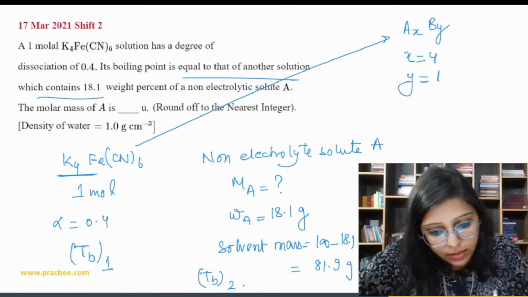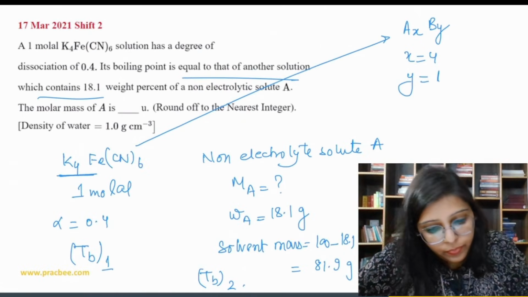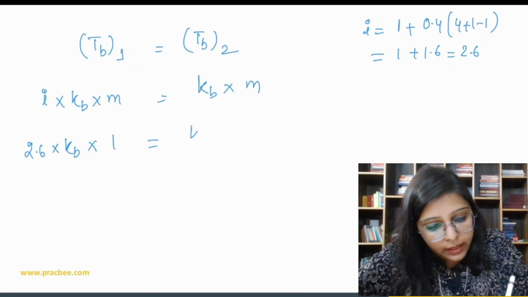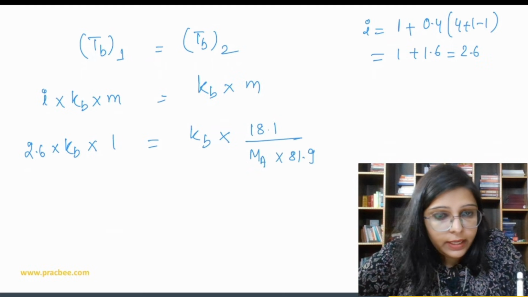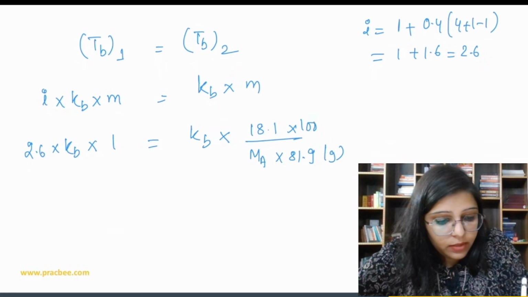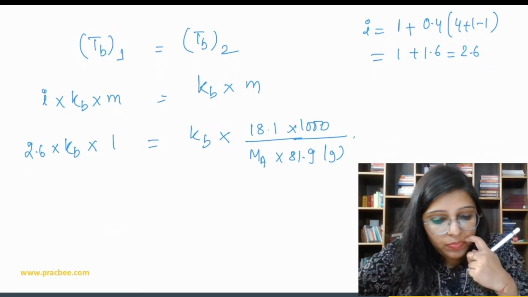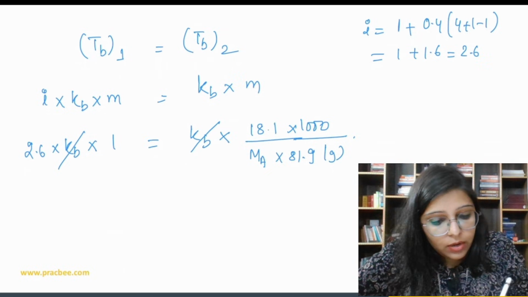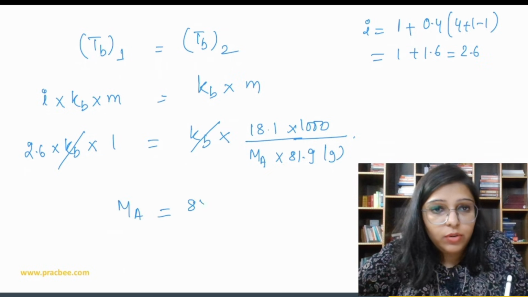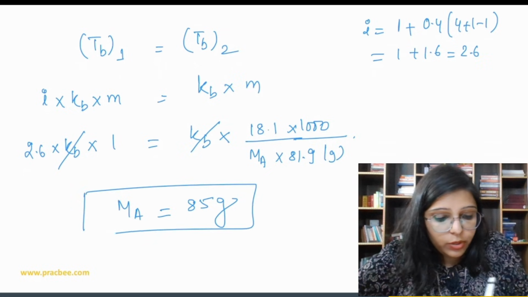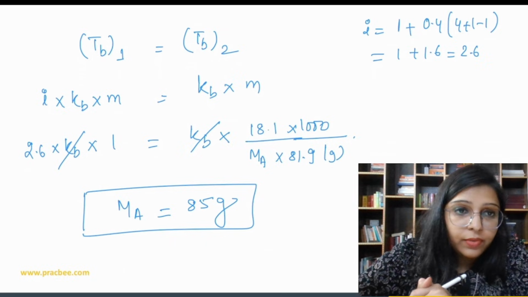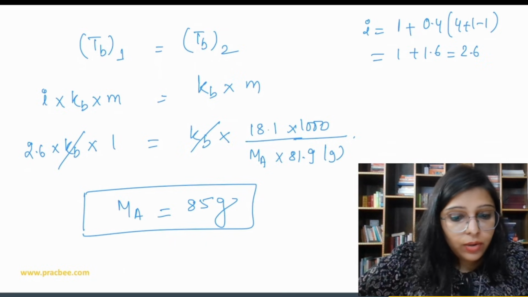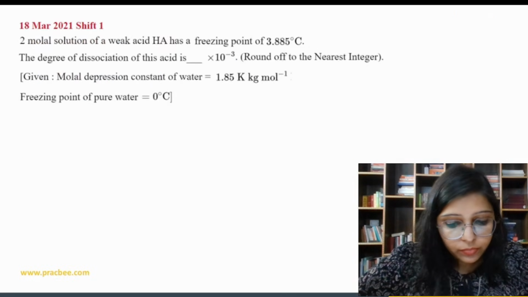Molality is given, that is 1 molar, okay? And on the other side, molality is 18.1 upon molar mass of A into 81.9. It is in gram, so multiply the numerator with 1000. Okay. Now KB cancels out and now we can find out MA. So when you solve this completely, you get the answer equal to 85 gram. You get the answer equal to what? 85 gram. Okay. Now let's do the next question.